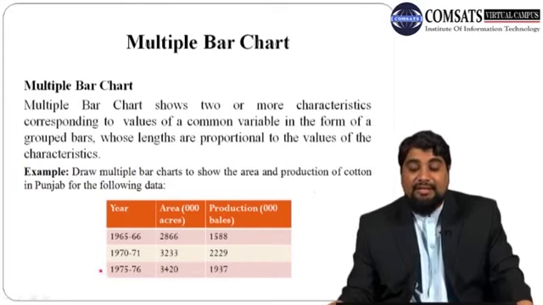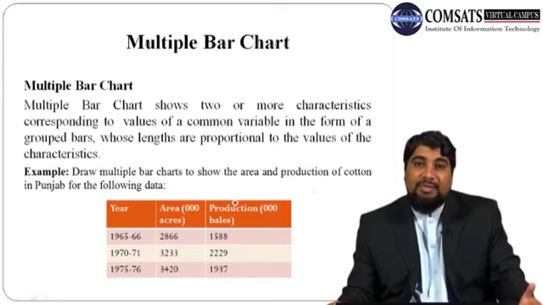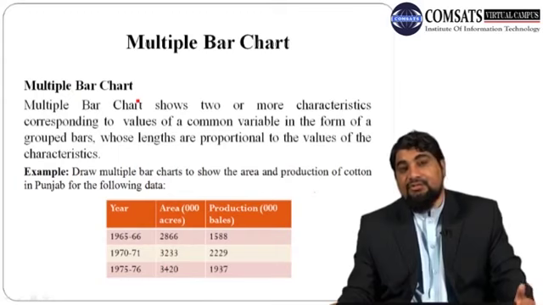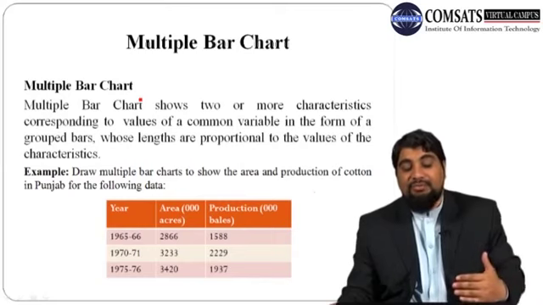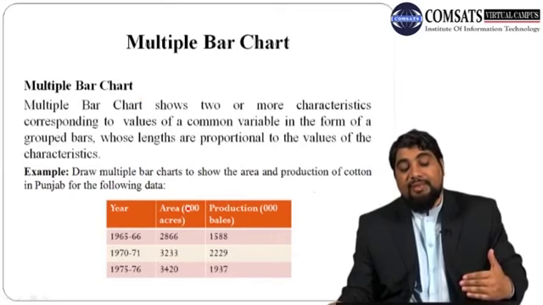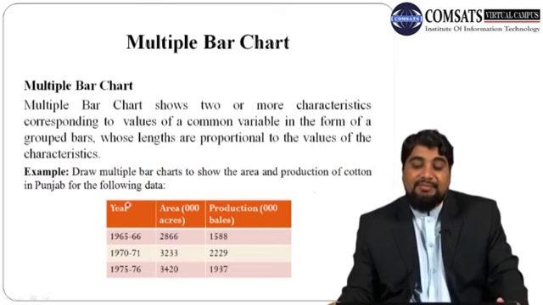Now you can see that we have two characteristics. One is area, the second one is production. So we want to display this information with the help of multiple bar charts. In this case, two bars will be drawn, one for area and the second one for production, and along the x-axis we will take the years and we will construct two bars.